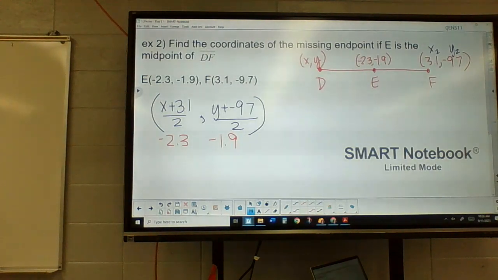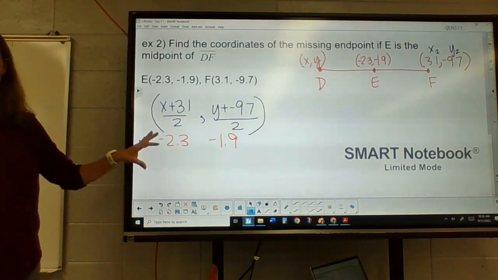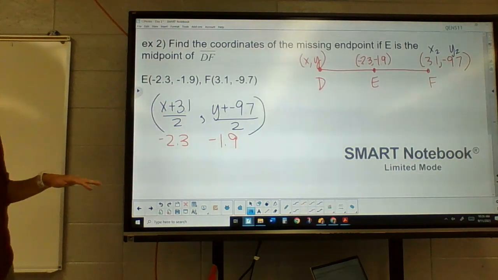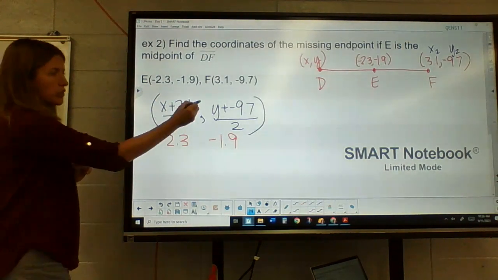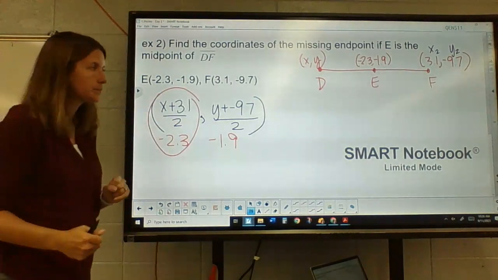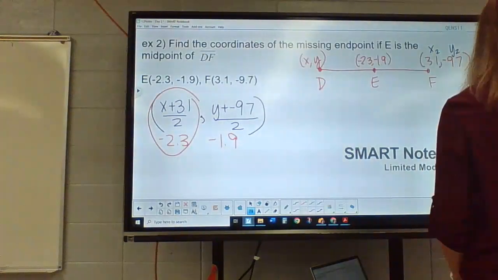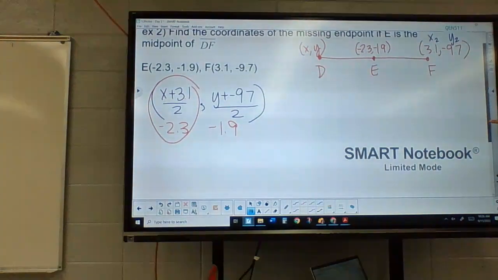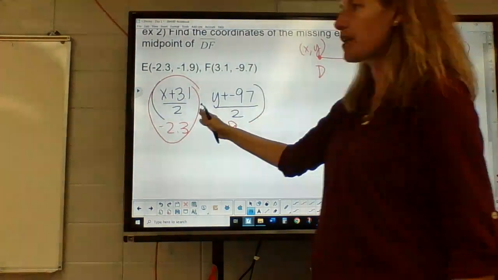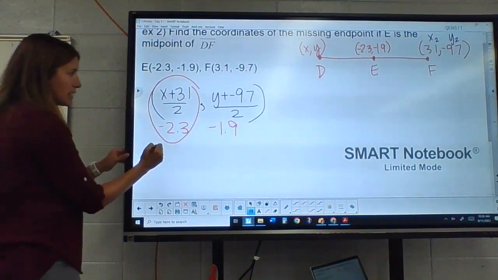So everything else is in place, and I'm going to write 2 equations now to show this. I'm going to write an equation first with these. I'm trying to find my x first, and I know what the x part of the midpoint is, so that's what this is going to equal.